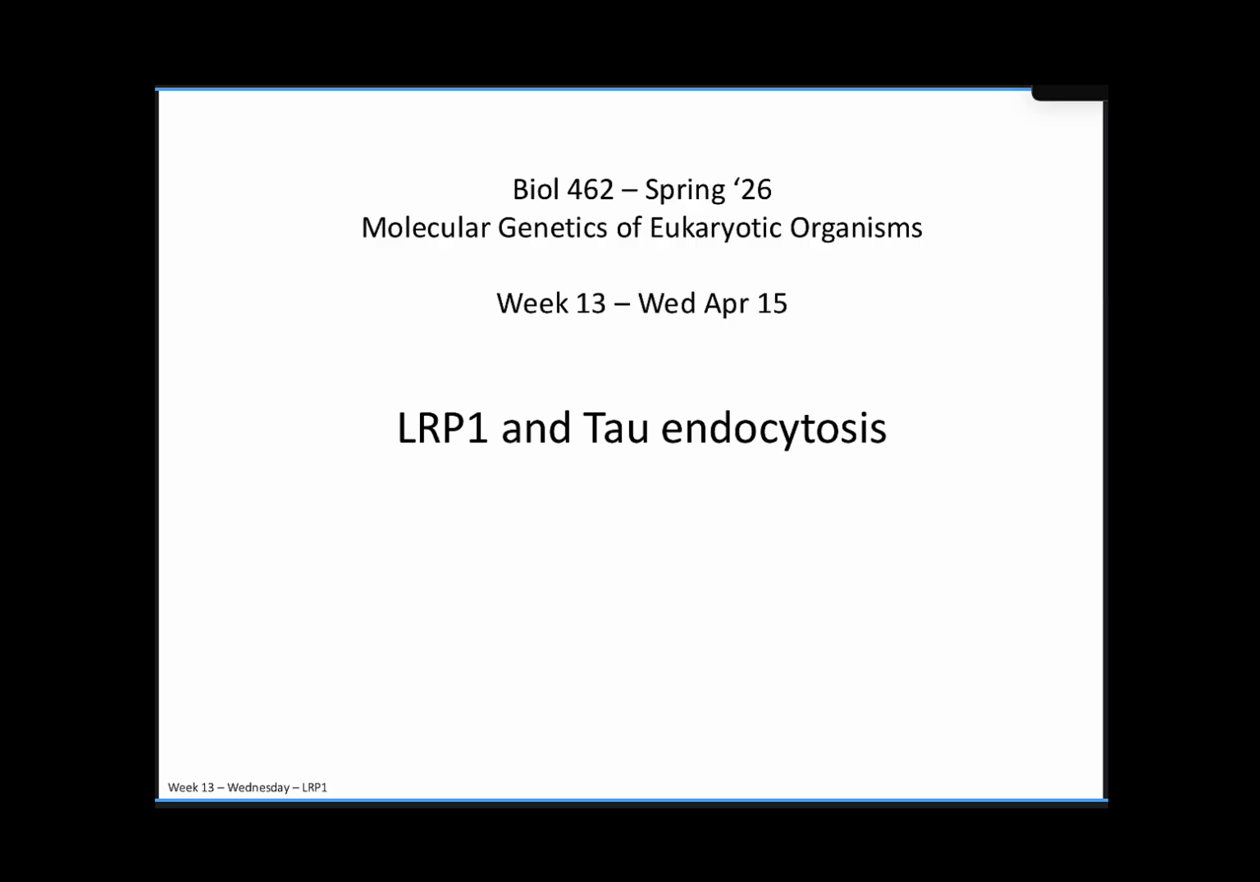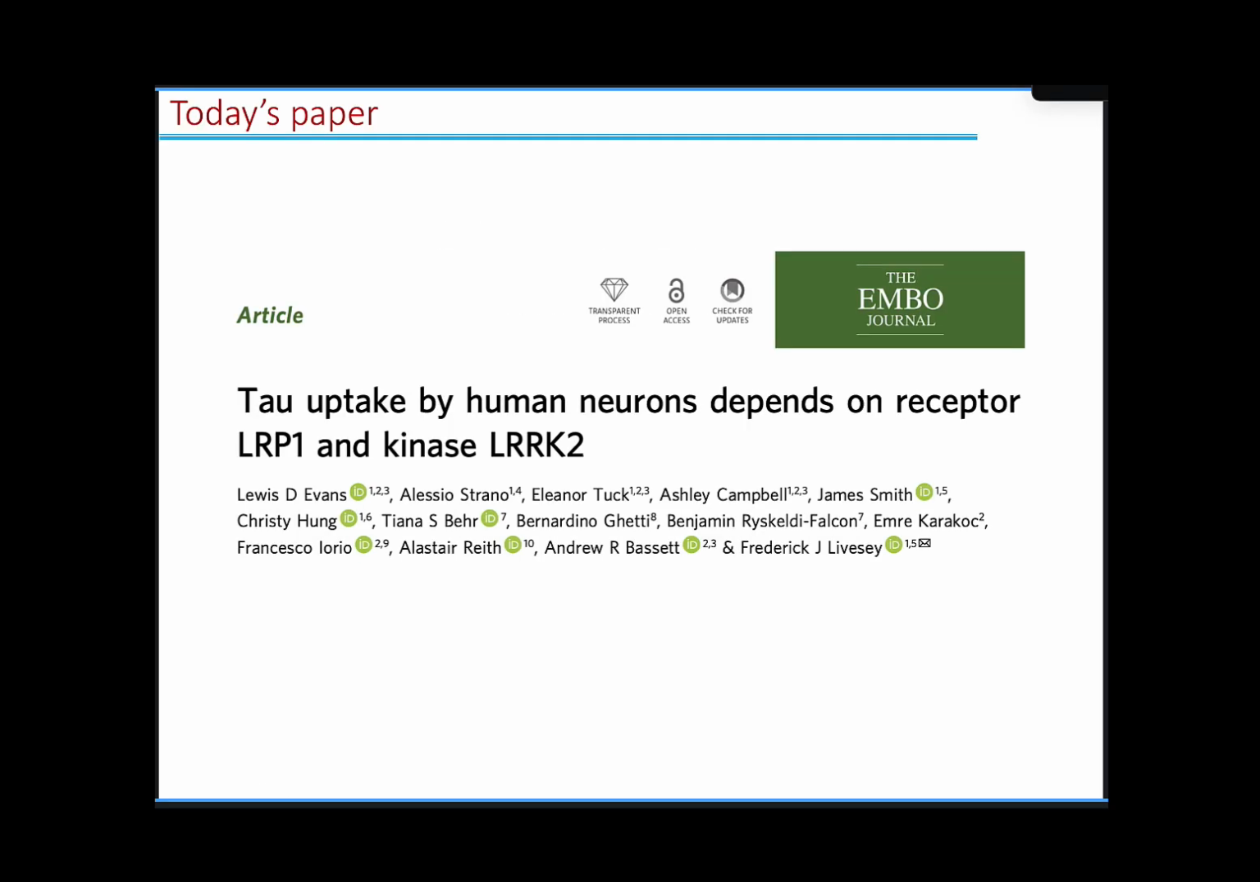But today we'll see a paper that sort of opens up the possibility that LRP1 expression can contribute negatively to the progression of Alzheimer's disease via facilitating tau endocytosis. So the paper that is also uploaded in Canvas is "Tau uptake by human neurons depends on receptor LRP1 and kinase LRRK2." It's published in EMBO Journal last year. This is a pretty recent one.